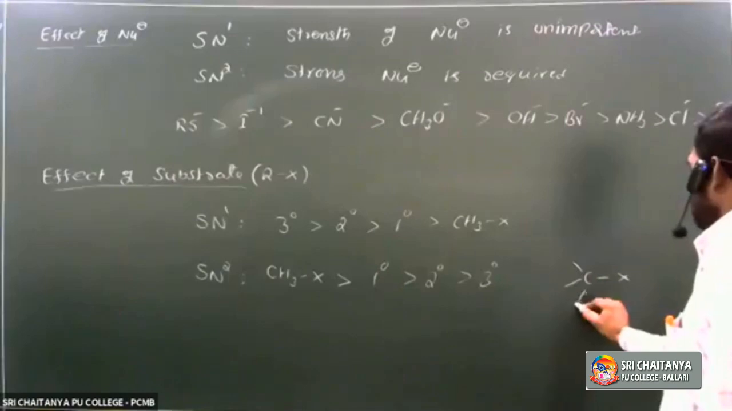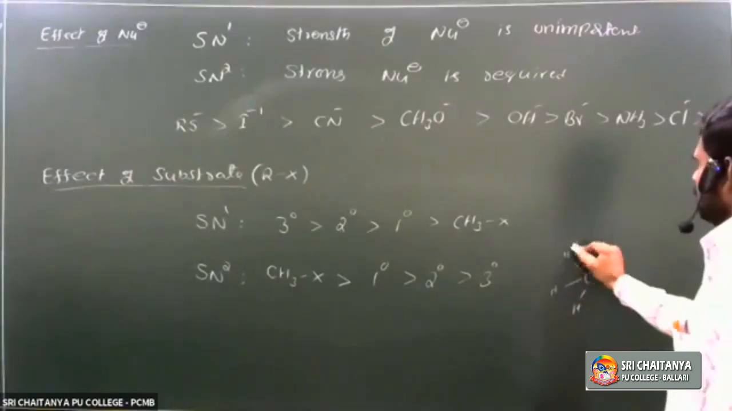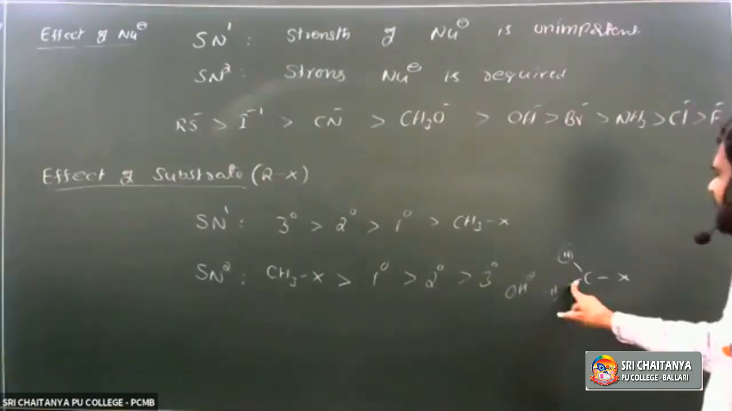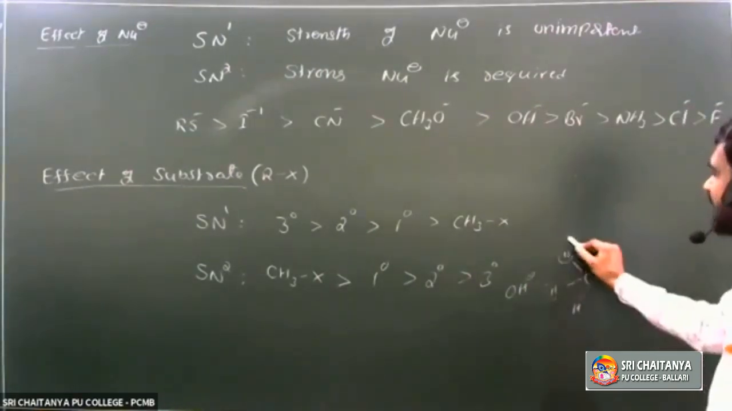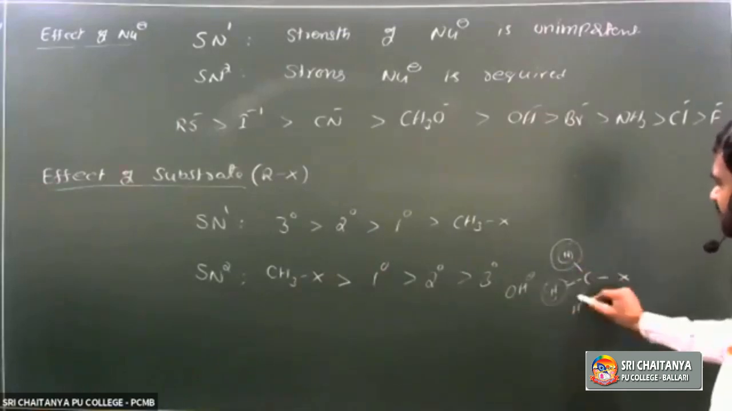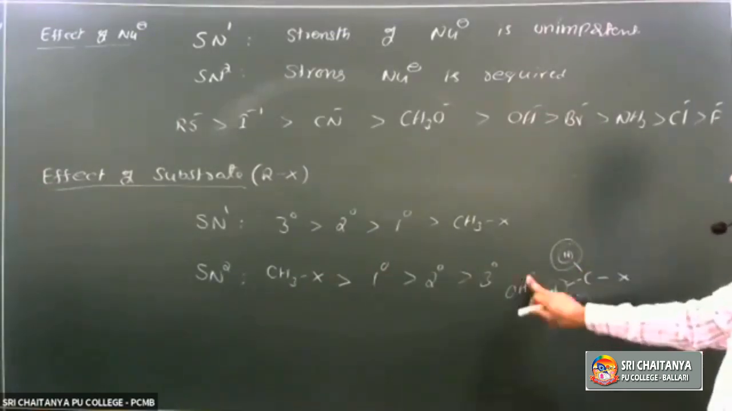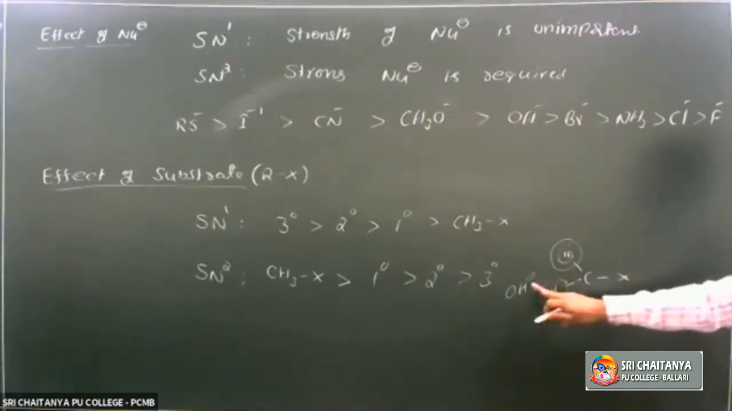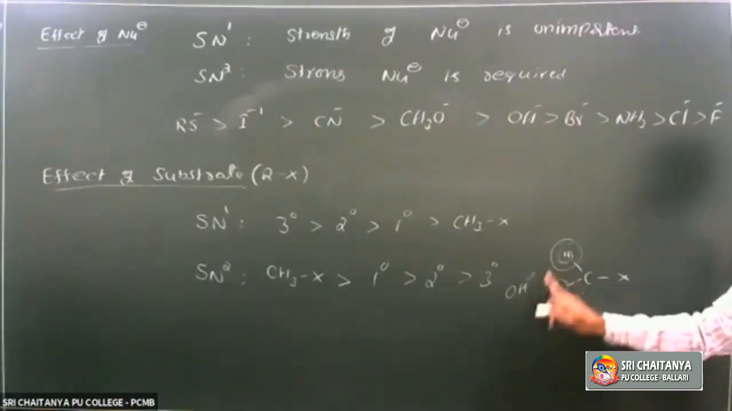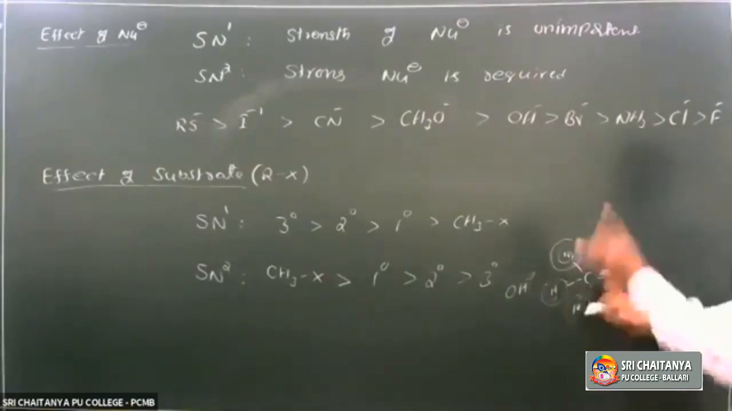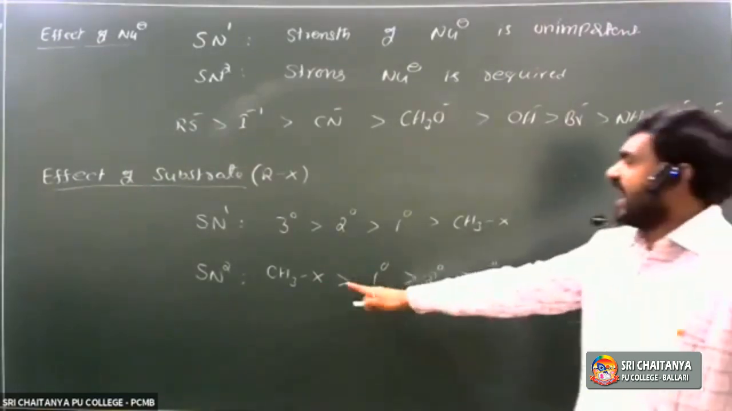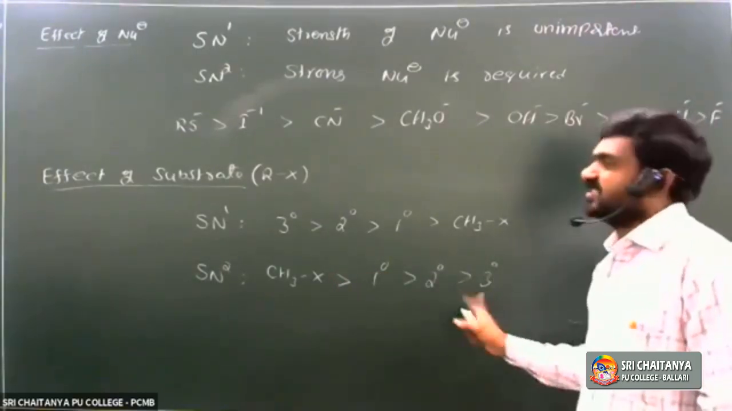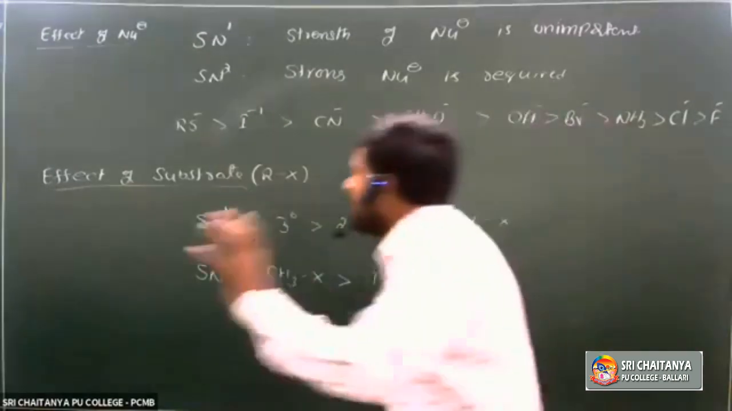Here we take methyl halide. Due to its small size, repulsion is less, so attacking is easy. As the size, meaning the bulky nature, increases, attacking of the nucleophile becomes harder. Here there is less steric hindrance, meaning repulsion is less. Hence primary alkyl halides are more reactive towards SN2 mechanism than secondary alkyl halides, than tertiary alkyl halides. So it is the effect of the substrate.